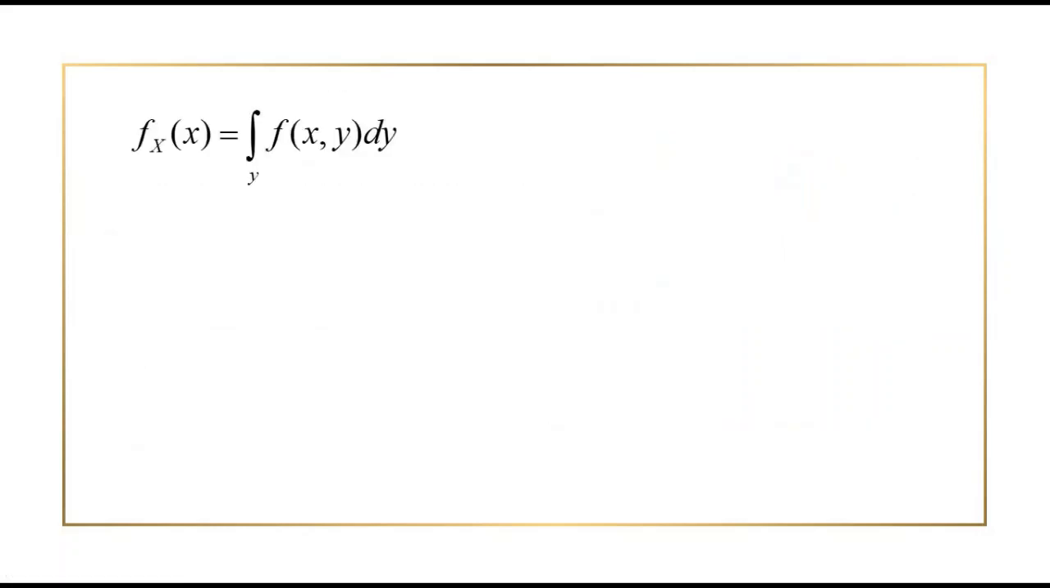So to find the marginal PDF of x, we have to integrate the joint PDF with respect to y, and we have got the limits of y. Integrate that, you will be getting a function of x, and this is our marginal density function of x, where you know x varies from 0 to 1.